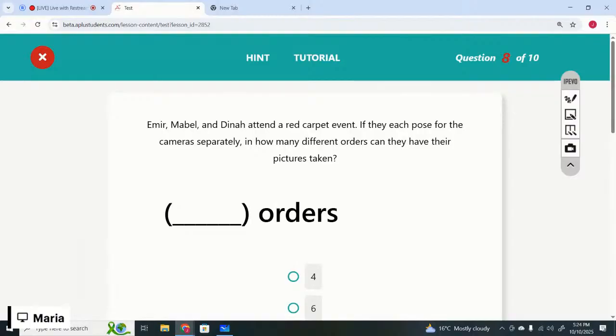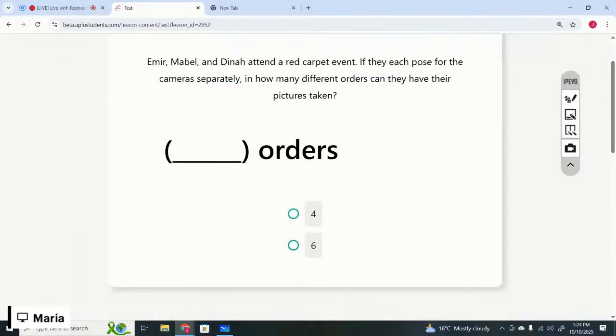Mabel and Dina attend a red carpet event. If they each pose for the camera separately, in how many different orders can they have their pictures taken? The correct option is 6. Option number 2 is the correct option.